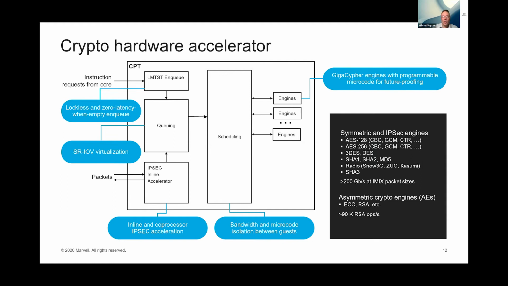Our crypto hardware is about our 6th or 7th generation. Our GigaCipher encryption engines, which are microcode-based engines, support both the standard symmetric algorithms up to over 200 gigabits of crypto on this part. These also support asymmetric algorithms, both elliptic and standard RSA, et cetera, and hashing also. And this supports almost 100,000 RSA operations per second, which is a very high rate of RSA operations.